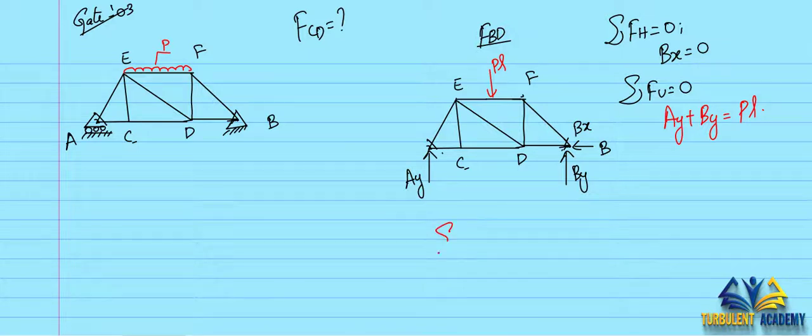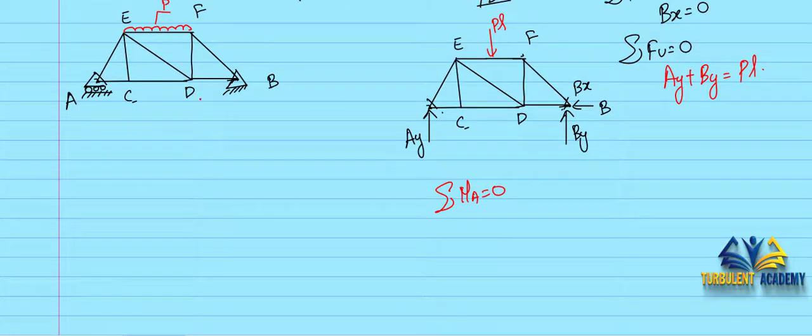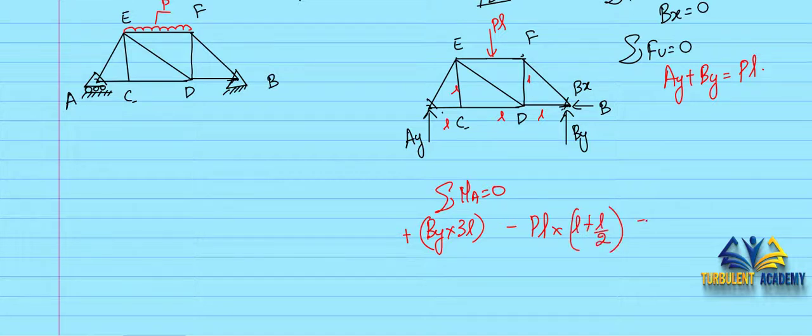Next, we'll have to find the moment. Summation of moment at point A is equal to 0. So taking moments about point A, all these are L, and straight members are L. By is anticlockwise, which is positive, so By into 3L. PL is clockwise, which is negative, so minus PL into L plus L by 2, equal to 0.